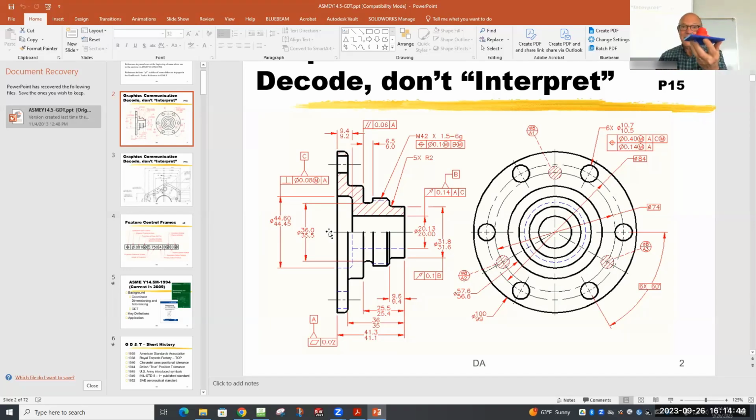Primary controls 3. Bang, 3 of them controlled. What are the 3 that aren't controlled? 1, 2, 3. It can turn around the z-axis. It can move along the x. It can move along the y. It can't move along the z-axis because it's sitting on that plate. It can't rotate around x or y because it's sitting on that plate. That's called the primary datum, and the primary datum can be established with 3 points of contact.